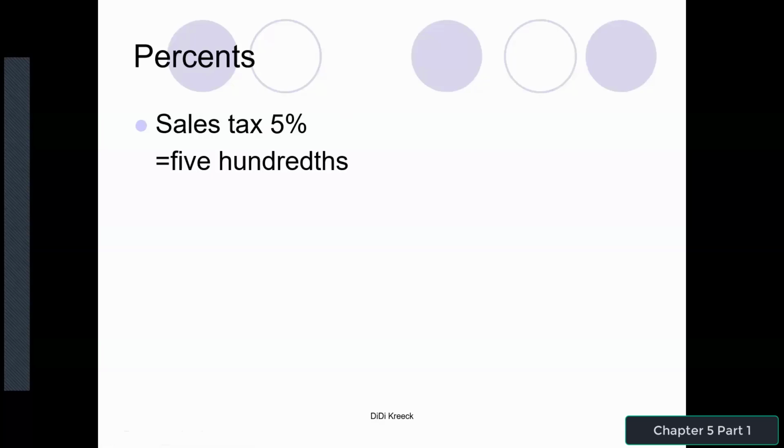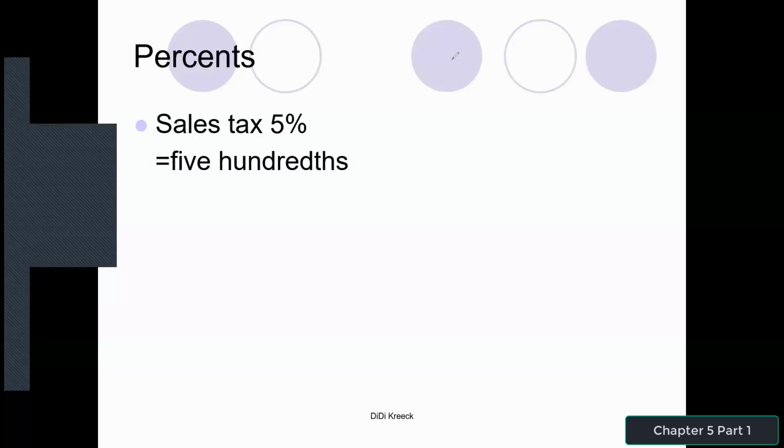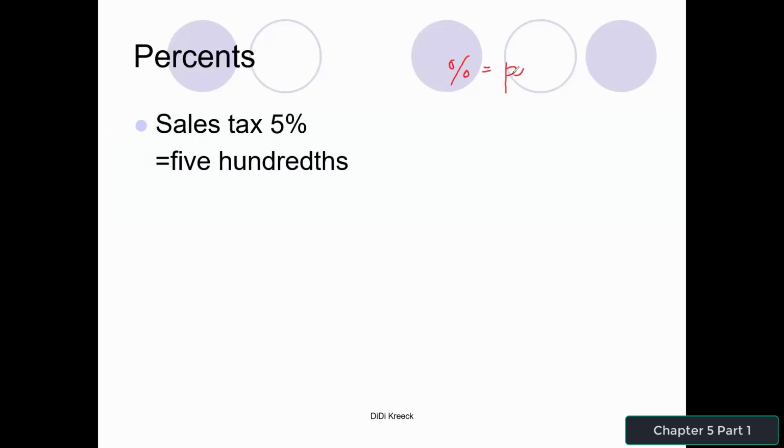Let me get my pen. So percent means per 100. If we have 5%, we can say this is 5 per 100, so it's 5 over 100. Any number divided by a power of 10, simply write down 5, with the decimal point on the right-hand side of the whole number 5. There are 2 zeros in the power of 10, so we move the decimal point 2 places to the left.